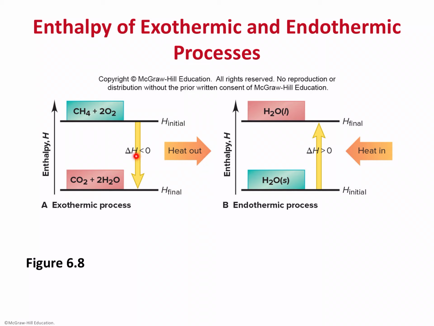Okay, heat is out, exothermic reaction. So then the final state has less energy. What about the delta H? Final is less compared to the initial. So final minus initial would be negative. So the delta H for an exothermic process is going to be less than 0, which is minus.